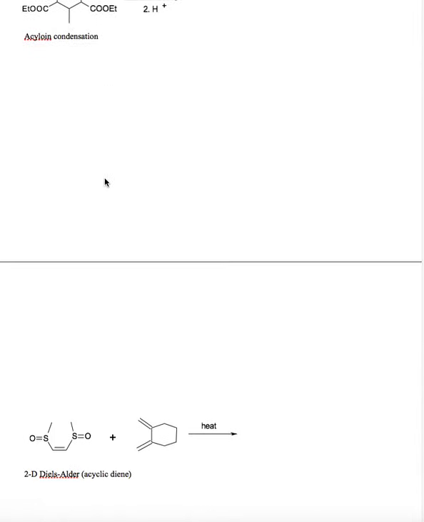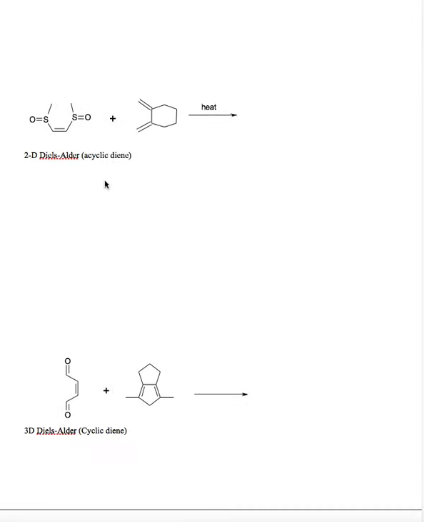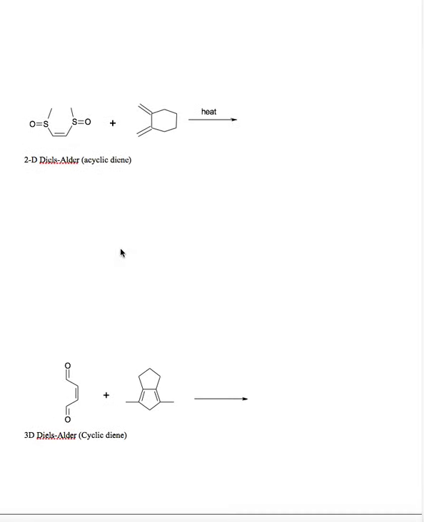You'll definitely get a Robinson annulation. You'll get a 2D Diels-Alder reaction that involves an acyclic diene. So what I mean by that is that this diene here, the double bonds are not linked together, so that's acyclic. That's going to require a 2D diagram, which needs to show stereochemistry, by the way.